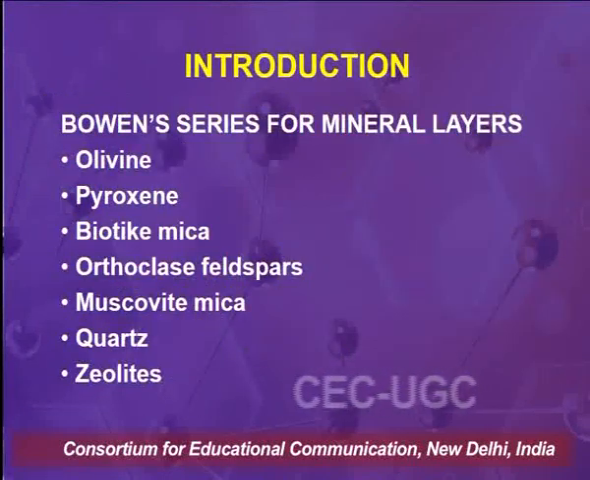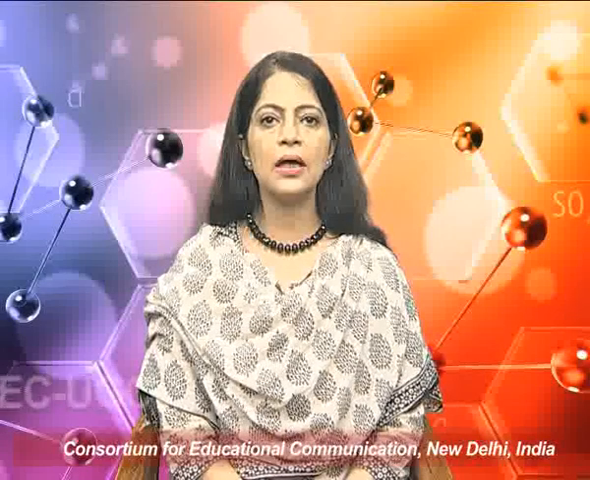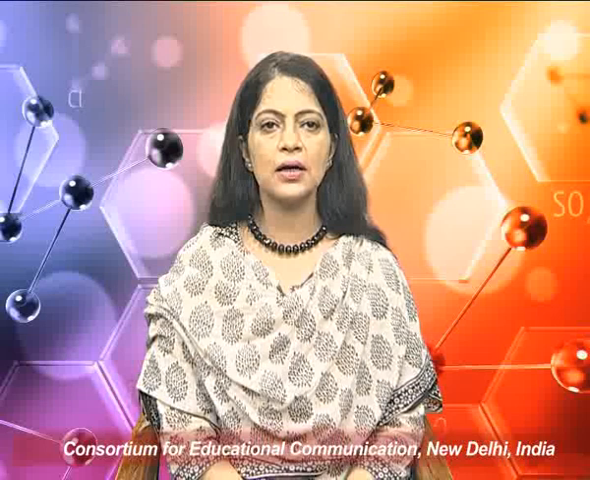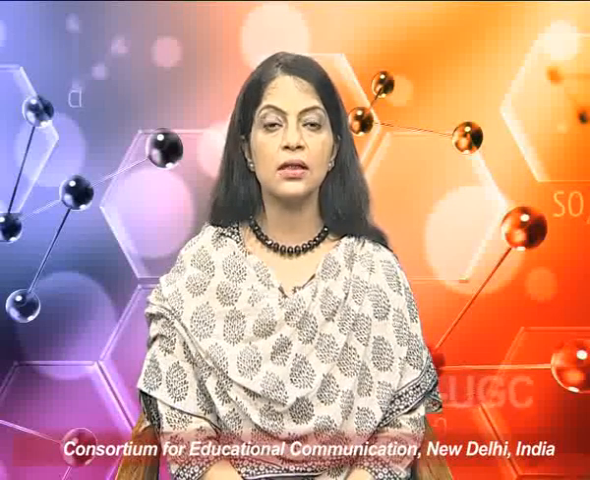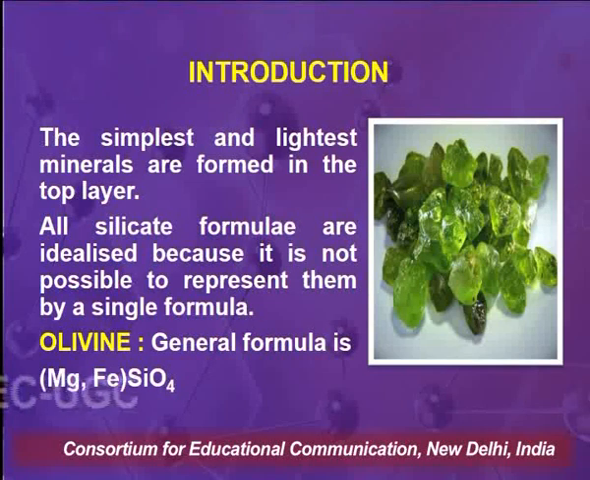There is a Bowen series for mineral layers which tells us the arrangement of various minerals in the Earth's crust. The topmost mineral is olivine, followed by pyroxene, biotite mica, orthoclase feldspars, muscovite mica, quartz and zeolites. This is the way in which the minerals are arranged or exist in the Earth's crust. The simplest and lightest minerals are formed in the top layer.